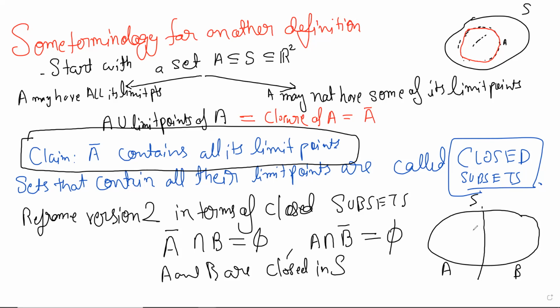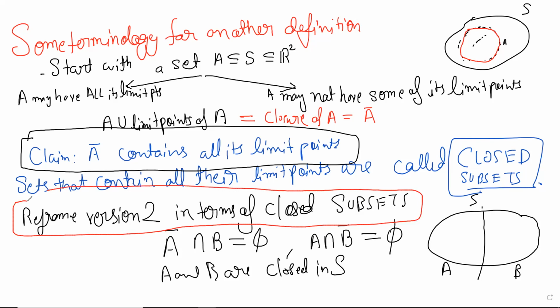Outside S, we don't care about that. We are interested in S. So in S, A is closed. If S is your world, then A is closed and B is also closed. That's all I'll say. Now just reframe this definition using closed subsets. Basically, write it as a union of disjoint closed sets.